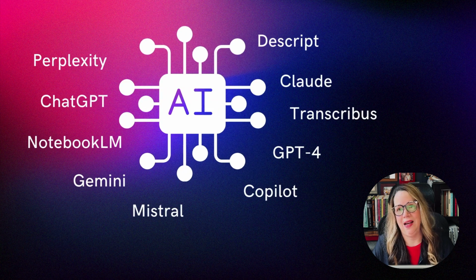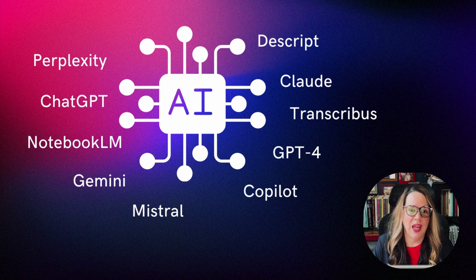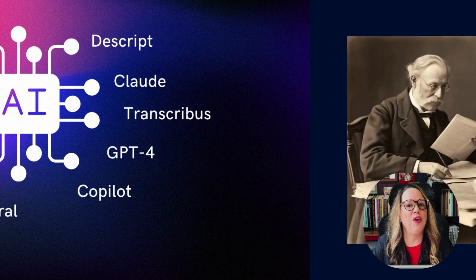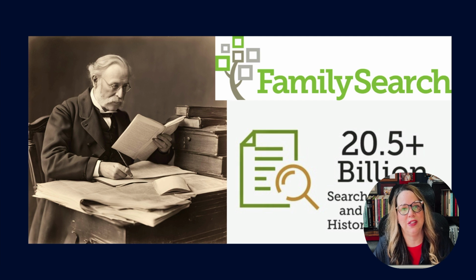There are many AI tools you can use to up your genealogy game, but one of them stands above the rest. I'm going to show you how to use it and tell you why you need to be doing it today. So what is this tool? It is FamilySearch.org's full text search.